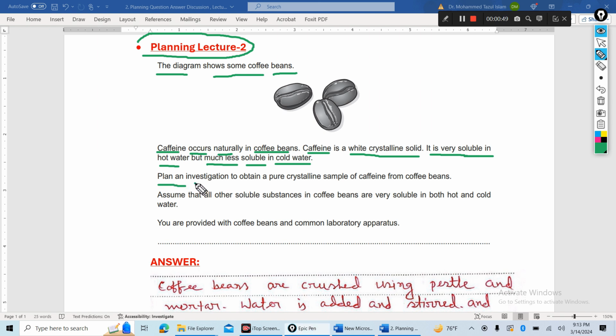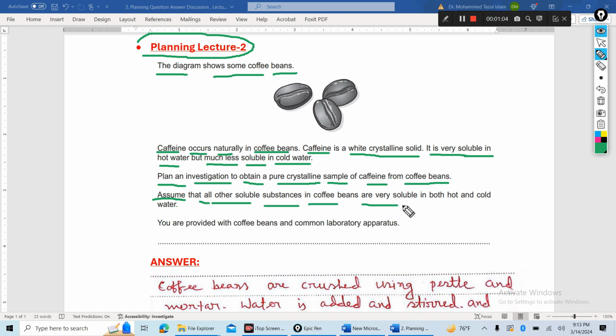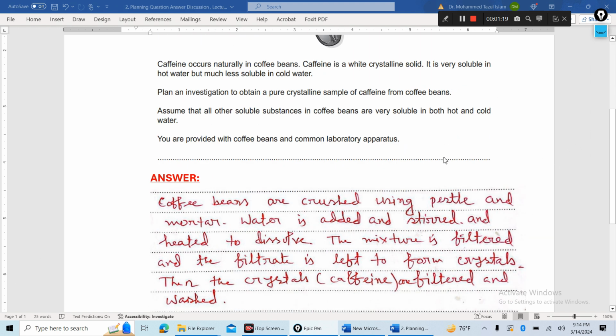Plan an investigation to obtain a pure crystalline sample of caffeine from coffee beans. Assume that all other soluble substances in coffee beans are very soluble in both hot and cold water. You are provided with coffee beans and common laboratory apparatus. Now you see the answer.